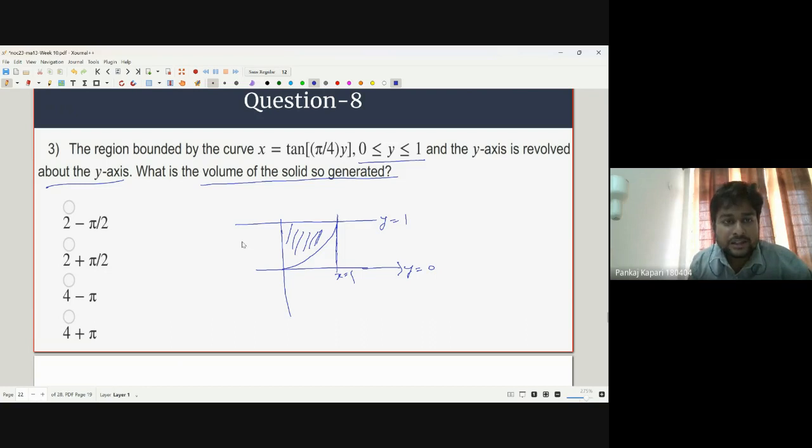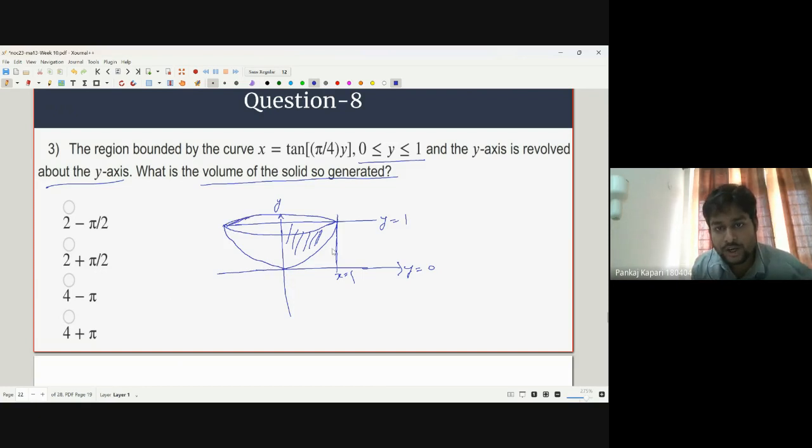Okay, and this region is revolved about the y-axis. So this is your y-axis. So if you revolve this region about y-axis, you get again some hemispherical ball. It looks kind of like this, right? This kind of ball you get. You have to find the volume of this solid.